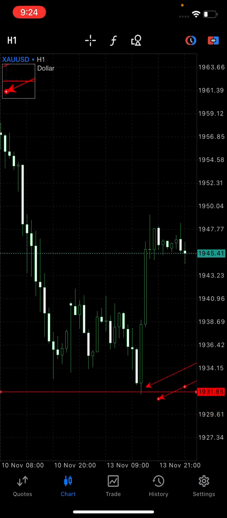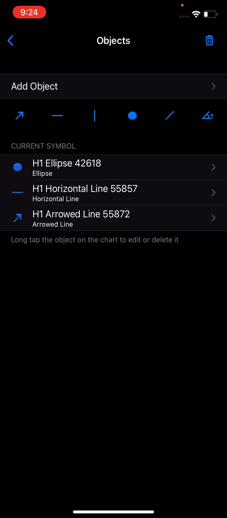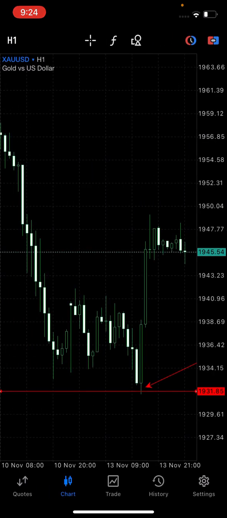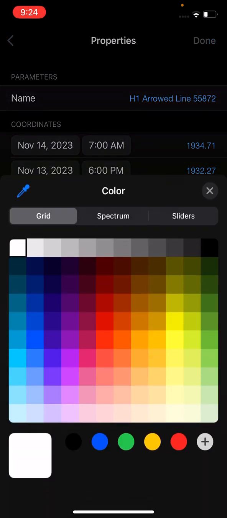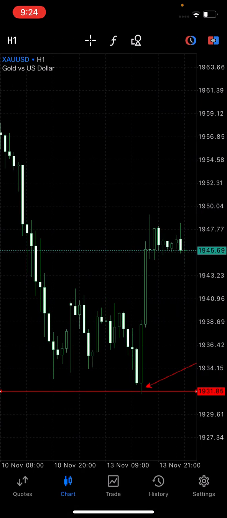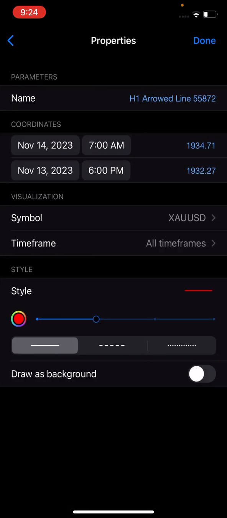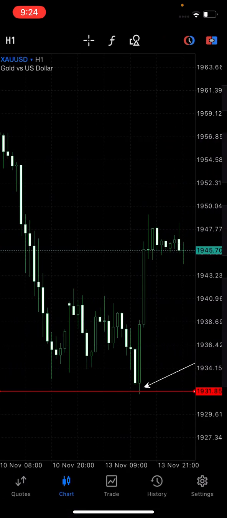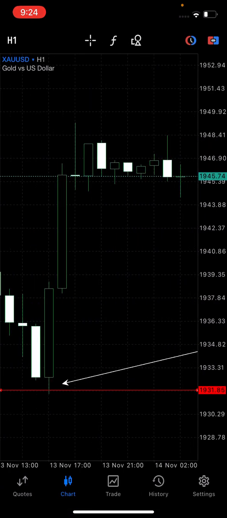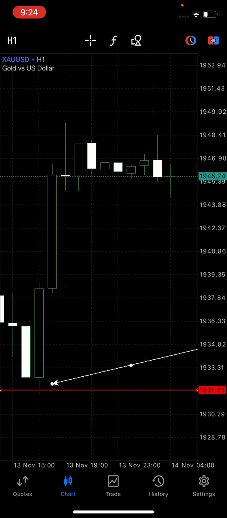Hold on. Delete. And I'm going to color it different. I'm going to make it white. All right, wait, hold on. Properties, style, white. Done. So you see where this is pointing at. I'm making it more clear for y'all.